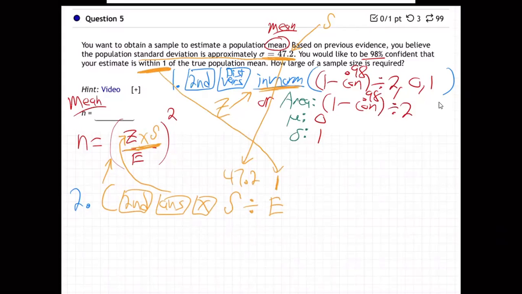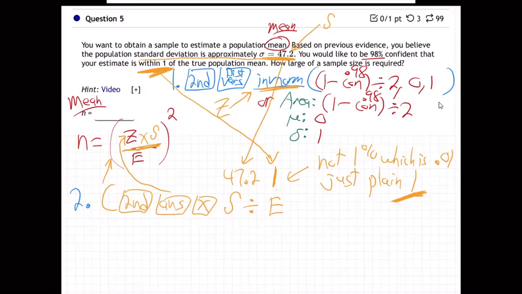And notice on the within, the error, there's no percent symbol. It's not 1%, which is 0.01. It's just 1, it's just plain 1. So everybody see that? This is a little different, right? We're used to the other ones where the error was a percentage. And so we would move the decimal 2 places, which is what you always do with a percent, right? If they gave us 1%, we would make it 0.01. But it's not 1%, right? Look at it closely. It doesn't say 1%. It just says 1. It's straight up 1. So just plug in straight up 1.